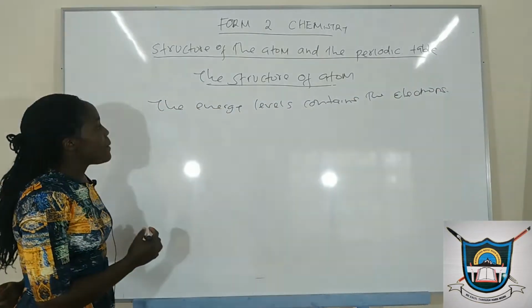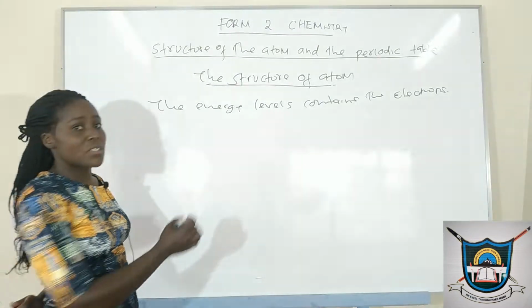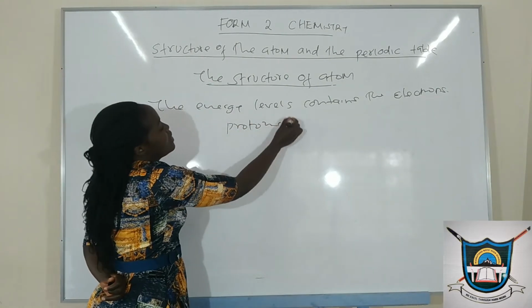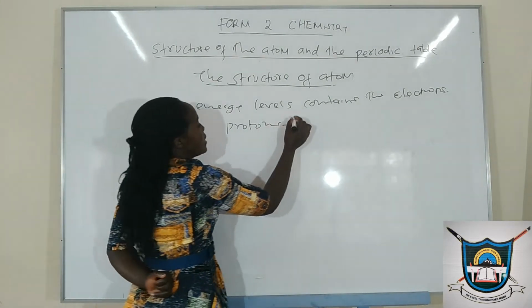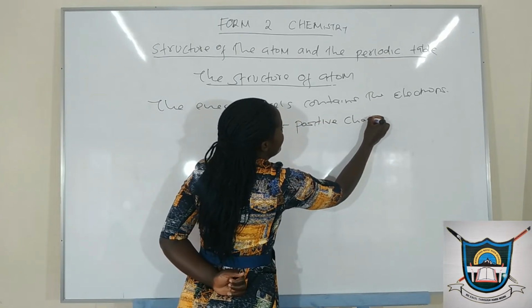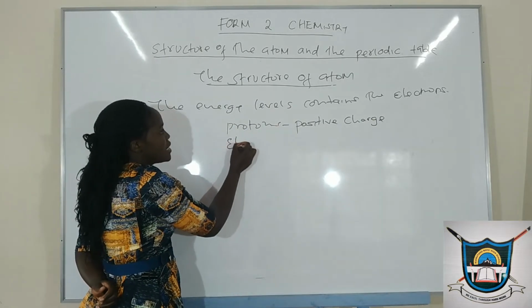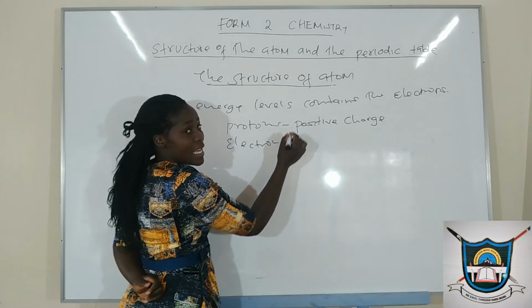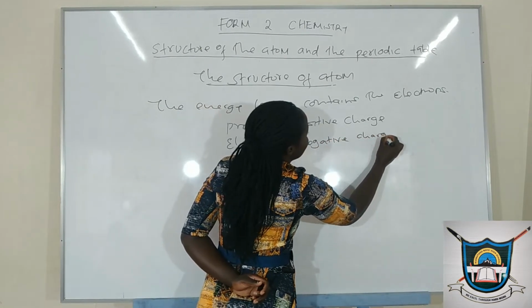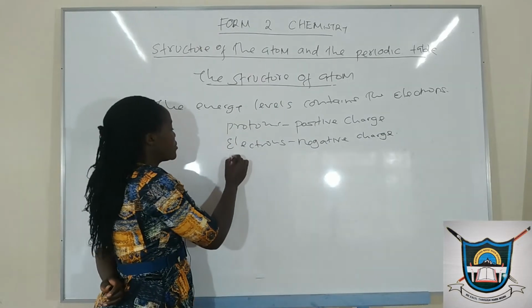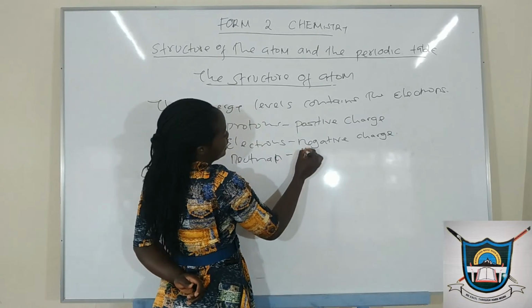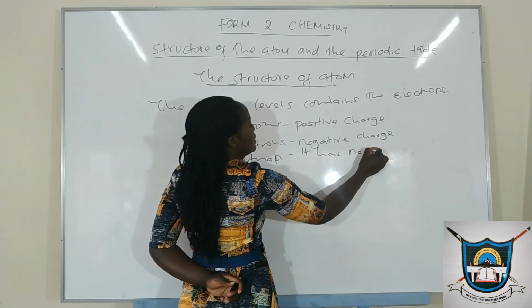So I want to talk about the charges of the three subatomic particles of the atom. I'll begin with the protons. The proton has a positive charge. An electron is the next one. It has a negative charge. The last subatomic particle is the neutron. It has no charge.